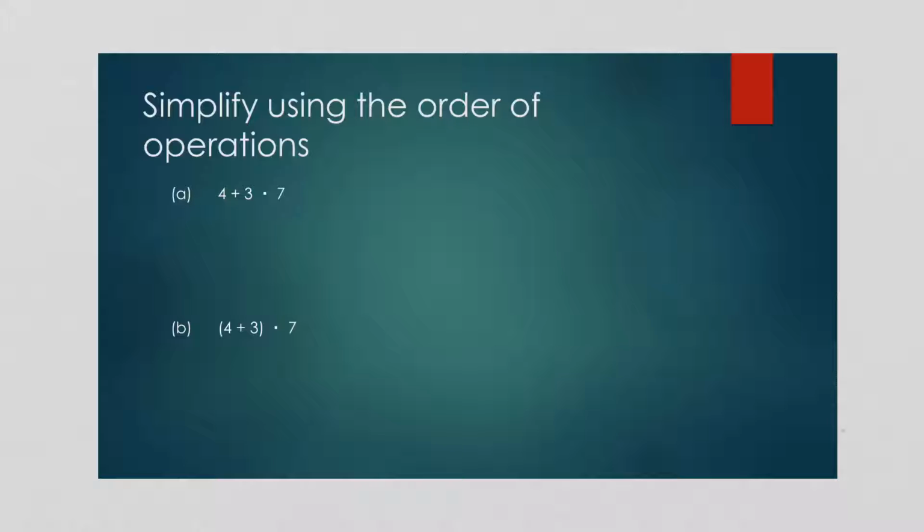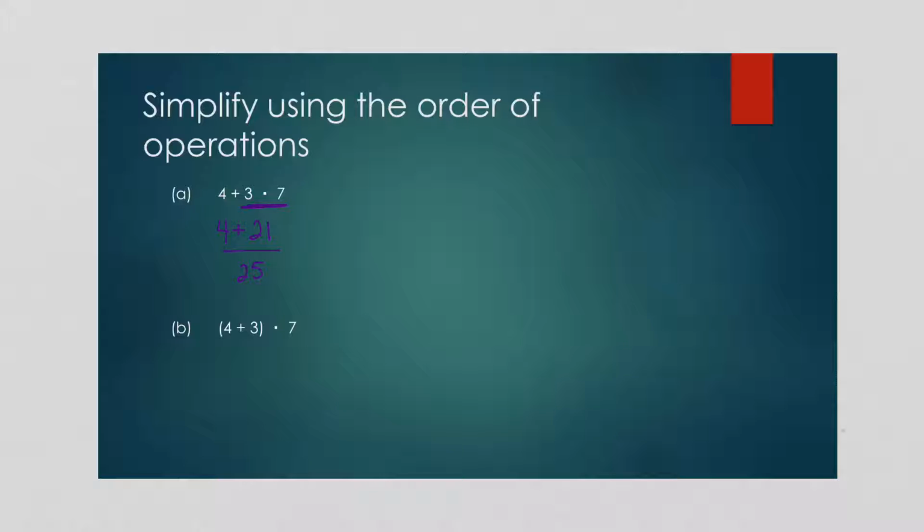Alright, so on part A, we need to take a look at our order of operations. Step 1 says grouping symbols. We don't have any grouping symbols in this problem. Step 2 says exponents. We don't have any exponents. That's okay. We don't need to make any up. Step 3 says multiplication and division from left to right. So we do have multiplication, so that's the thing we're going to do first. So we would carry this 4 straight down. And now we need to multiply 3 times 7, which is 21. And now we're going to add 25 is our total here.